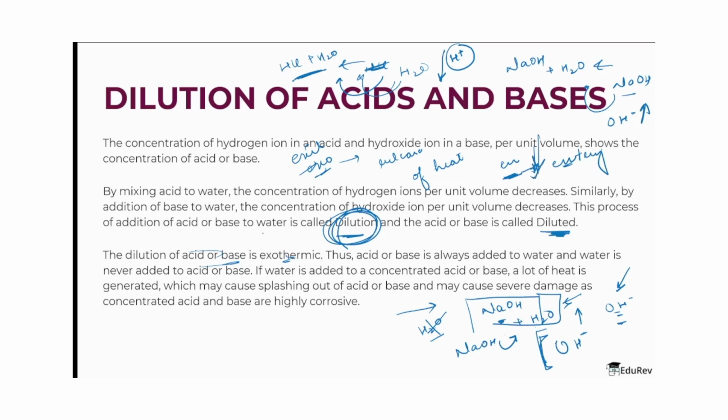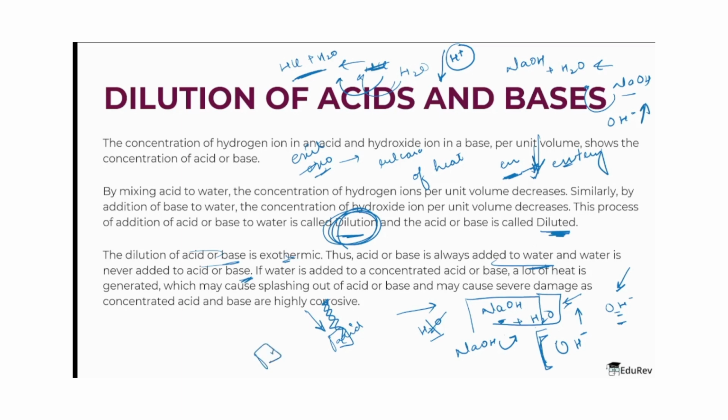Now what it's saying is that the dilution of acid or base is exothermic, which means that whenever I'm adding water to acid or base, then heat is liberated. Thus acid or base is always added to water and water is never added to acid or base. Why? Because if I have a lot of acid, and if I'm going to add water to it, then a lot of heat is going to be generated. And then it can cause some sort of damage or explosion.